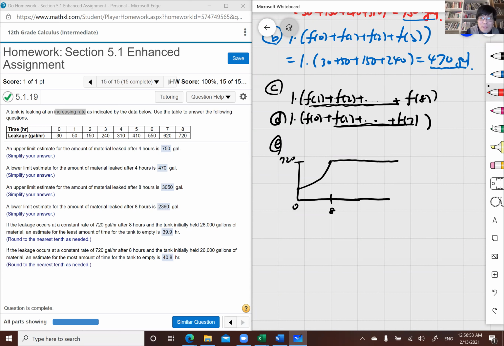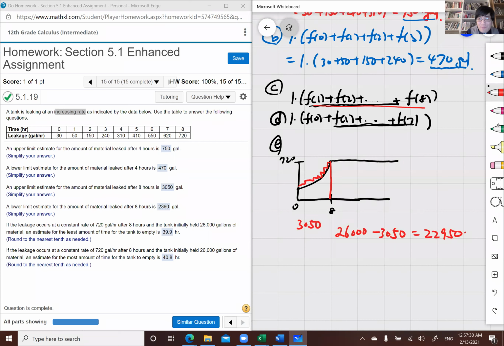So I assume the leakage amount to be the maximum. So I have to use the maximum waste. To estimate this part for the first 8 hours, we already found it, but I didn't calculate it here, but according to the answer here, it's 3050. So we lost 3050 in the first 8 hours. Originally, there was 26,000. So after 3050, you are left with 22,950.